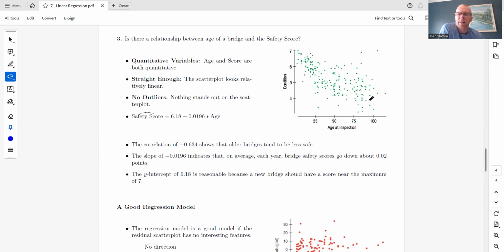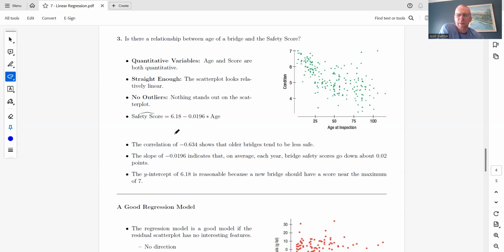Straight enough: there is no bend in this. No outliers. I mean, maybe that one is almost an outlier, but it's not far from that point and that point, so it's not far from all of the data. If this one was up here way by itself, that might be a problem, but this scatter plot is a little bit spread out, so it's not super strong. So the potential outlier is not going to affect it as much as if it was a very strong scatter plot otherwise.